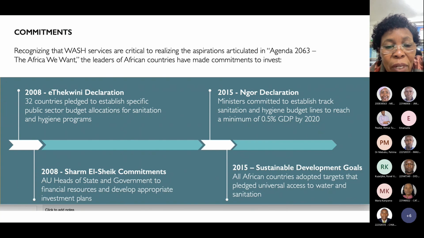So they recognize that WASH services are critical to realizing the aspiration articulated in Agenda 2063, that is, the Africa we want. The leaders of African countries have made commitments to invest. And those four are the commitments made, two of them in 2008 and two again in 2015. So commitments are there, which is a good thing, you understand.